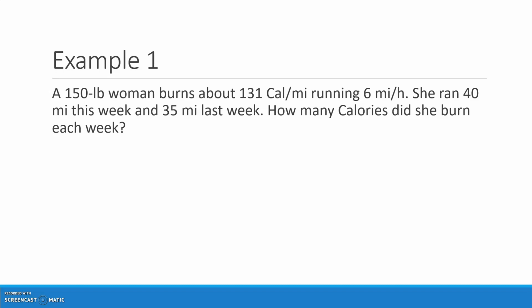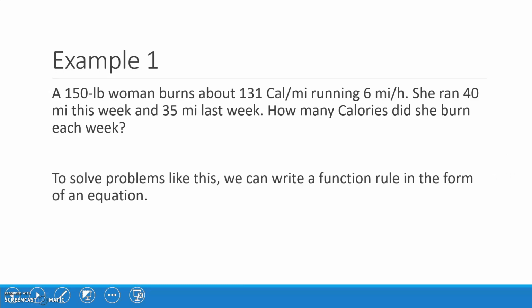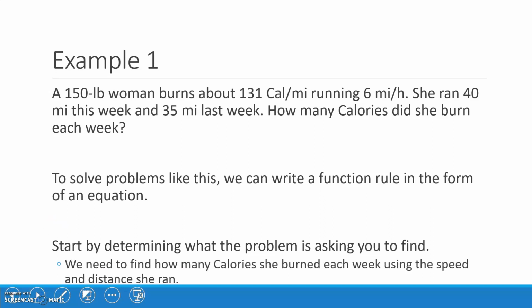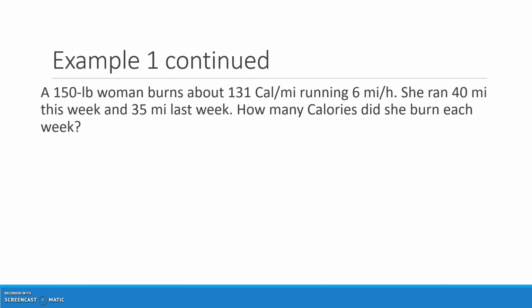Some of you may be able to go through this problem just kind of putting pieces together and eventually get to the right answer, but I don't want us to keep doing that method. I want us to actually learn how to write a good, concise equation. So the first thing that we need to do is to write a function rule. And to do that, we're going to start by determining what the problem is asking you to find. What are we being asked to find? We're being asked to find how many calories she burned each week using the speed and distance she ran.